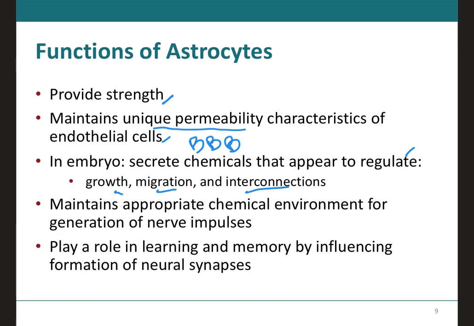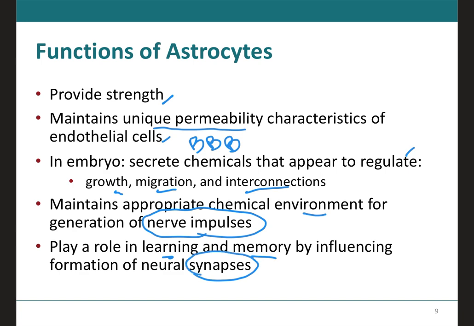Next, the astrocytes are going to help maintain this appropriate chemical environment that's important for the generation of the nerve impulse. For example, they will regulate the concentration of important ions such as potassium, the uptake of neurotransmitters, and they're also going to serve as a conduit for the passage of nutrients and other substances from the blood capillaries to the neurons. Lastly, they may also play a very important role in learning and memory by influencing the formation of the neuronal synapses.